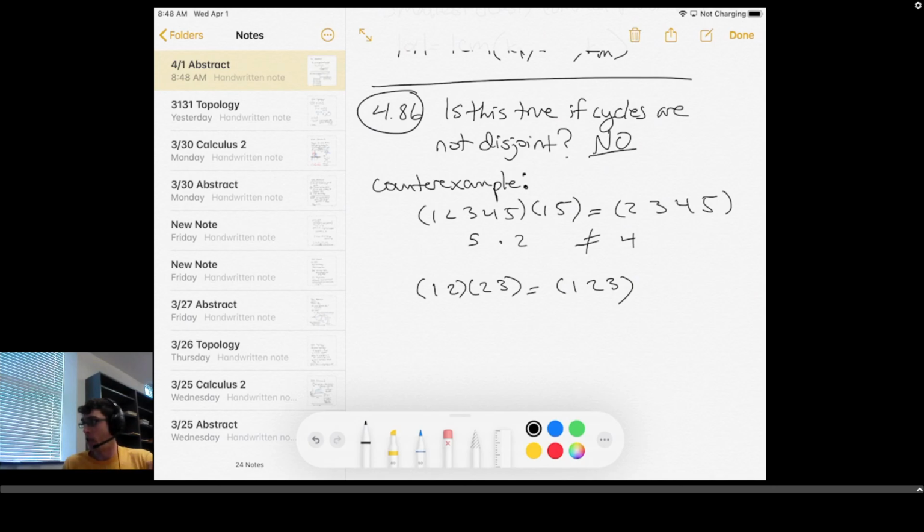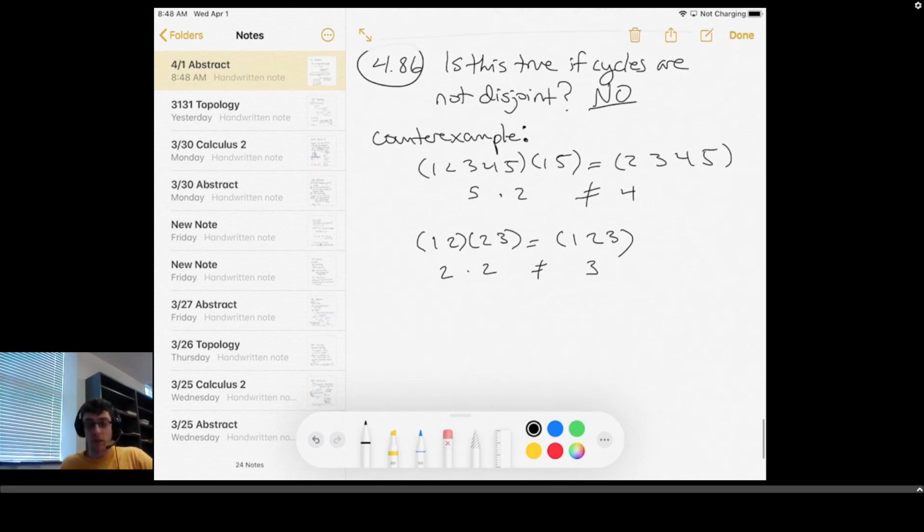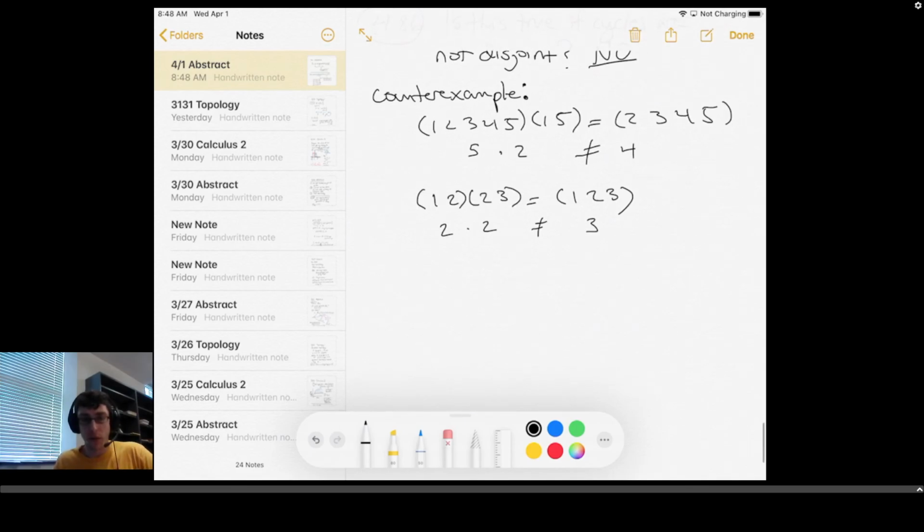And yeah, you just basically cook up an example and see what happens, right? I don't think there's necessarily a ton of intuition that goes in before. You just kind of have to play around a bit until you're comfortable with Sn. And here, of course, this is order 3. These are each order 2, and 4 is not 3. And in fact, pretty much any example that you come up with of non-disjoint cycles, you're going to get a counterexample.